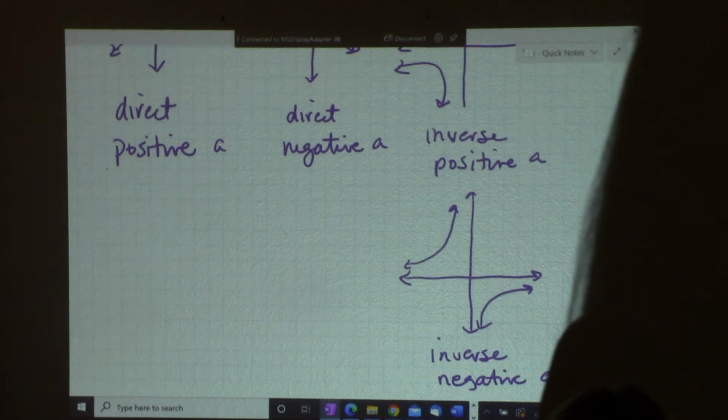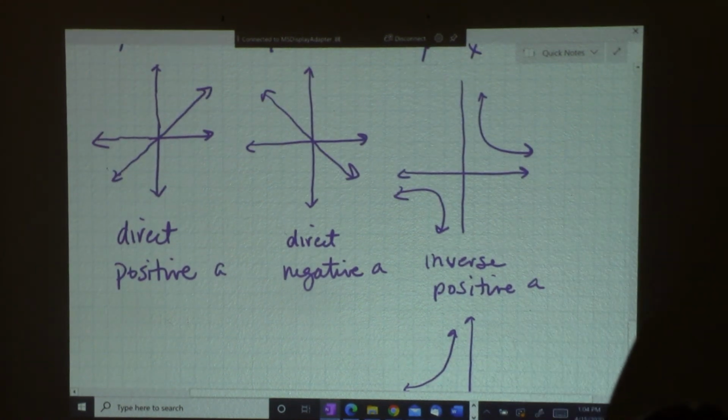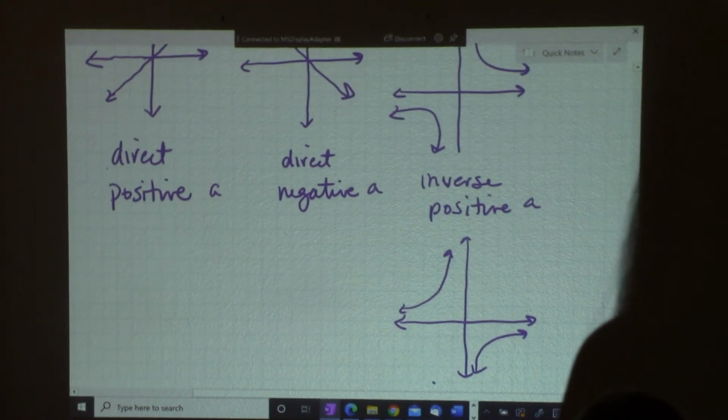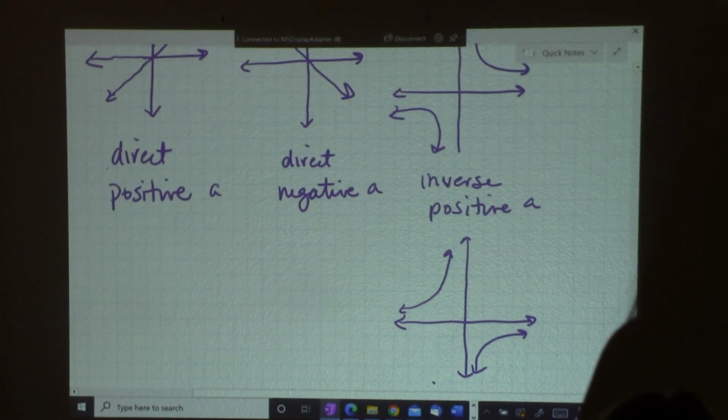All right, so we do that just to kind of have a summary and an overview and to compare. A direct variation is a line, and it goes through the origin. An inverse variation has the boundary of the origin, but it doesn't actually touch the origin, and it curves around it. All right, let's go on to number 4.